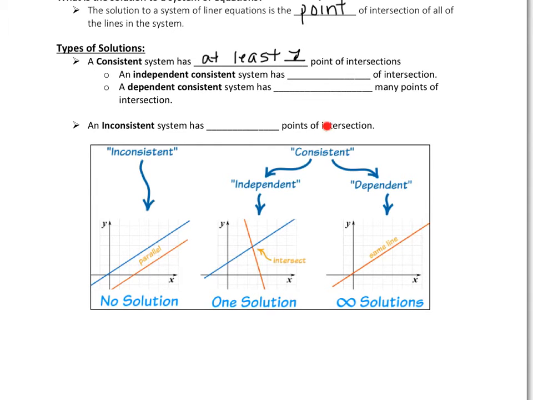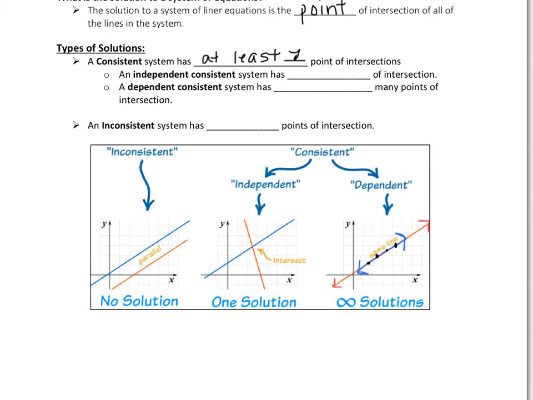Okay, so let's look over here under where it says consistent. So we can have an independent consistent system where there's one solution. See how these two lines intersect in one point of intersection. We could also have a dependent consistent system where the two lines that you graph are the same line. So it helps if you just draw one line on top of the other line. The first line we'll say is in red and the second line is in blue.